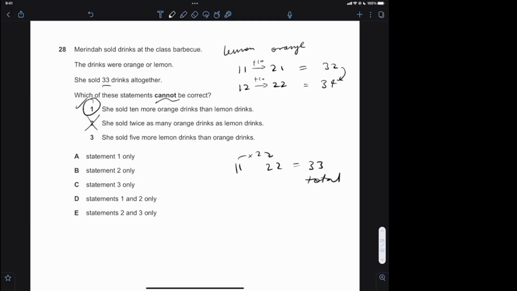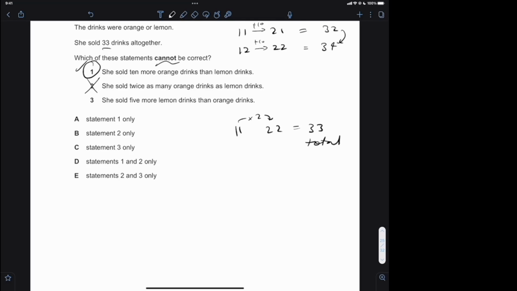And then the last one, she sold 5 more lemon drinks than orange drinks. Okay, let's test this out. So again, we'd probably have somewhat higher numbers, something like maybe 18 and 13, just to make an estimate. You can see that that is a +5 difference. And this would add up to 31. Okay, so we need a little bit more. So 19 and 14, that's also a +5, right?